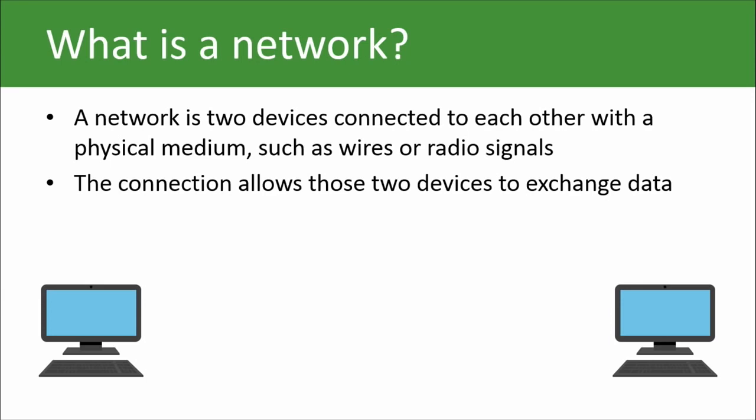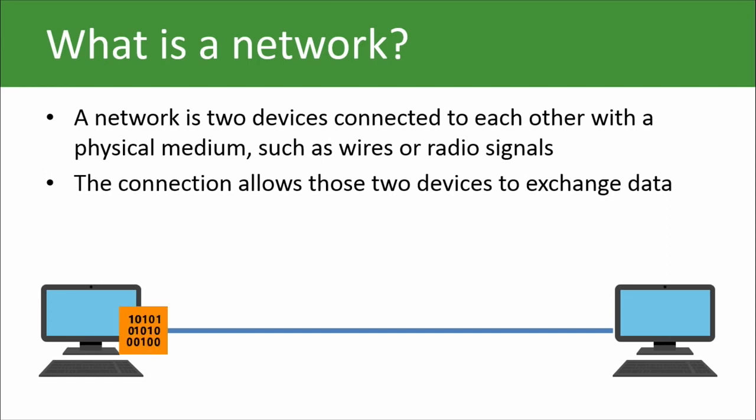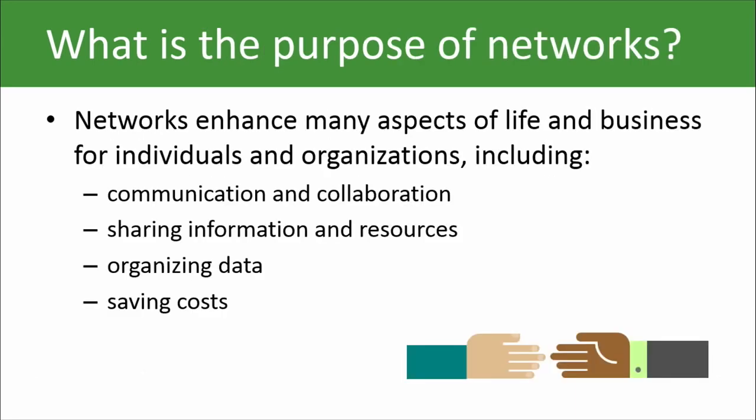All right, local area networks. So first, what is a network, right? A network is just two devices that are connected to each other with a physical medium, like a wire cable or a radio signal. This picture here, just a wired cable, like an Ethernet cable. The connection allows two devices to just exchange data back and forth. So there we have some data moving across, some binary there. We'll talk about binary in a little bit.